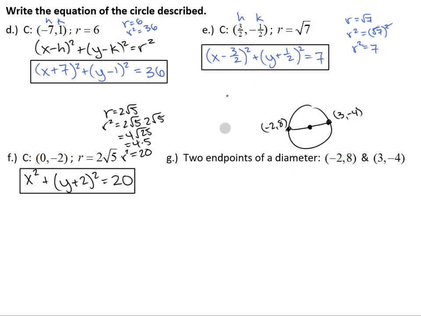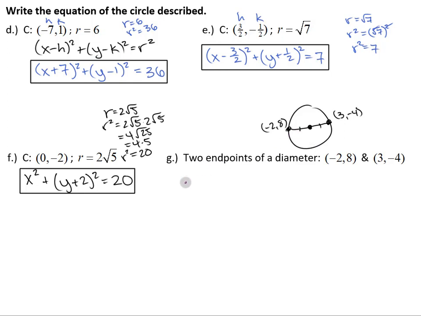So let's see, remember to write the equation of a circle, I need the center and the radius. Well, where can I find the center? Because these are each radii, it's exactly halfway between them. I need the midpoint. That's where we needed our formula.